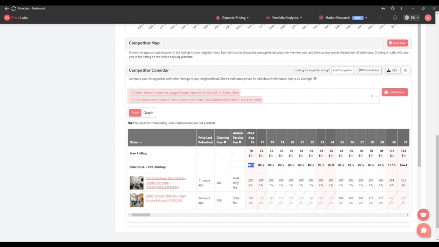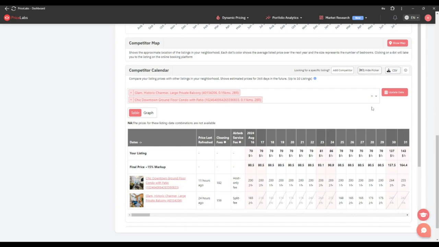We have also introduced cleaning fee here. So you can see how much cleaning fee your competition is charging, and then also the service fee model that they're on, right? Whether they're on the host only fee or split fee model, right?